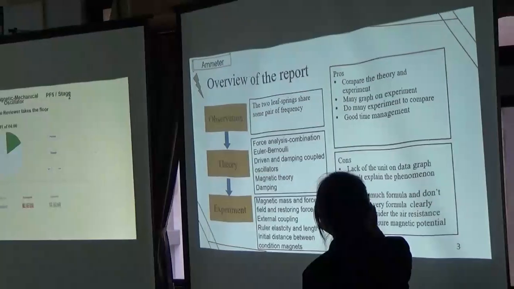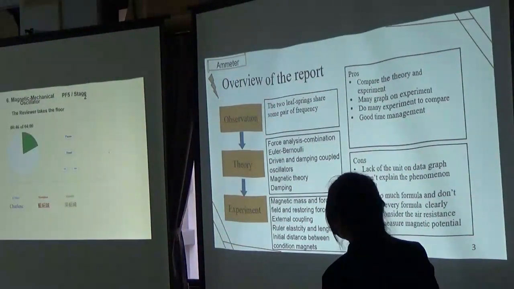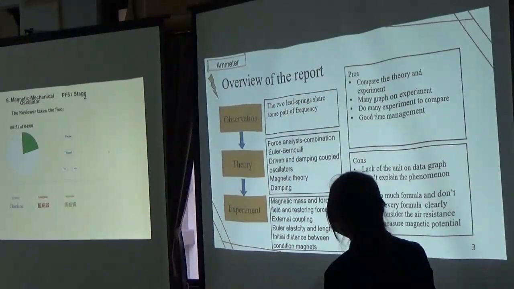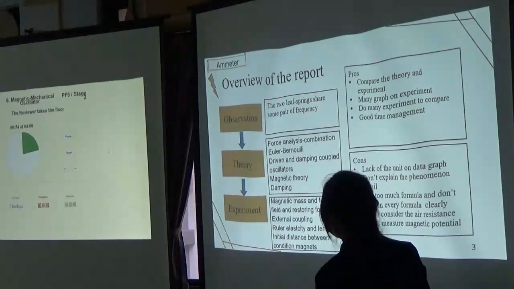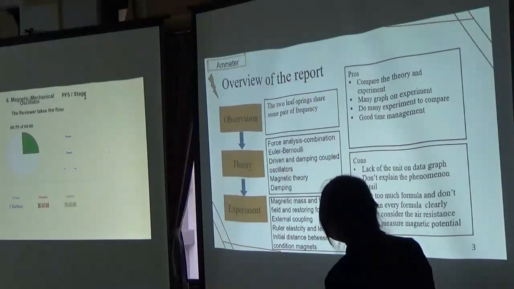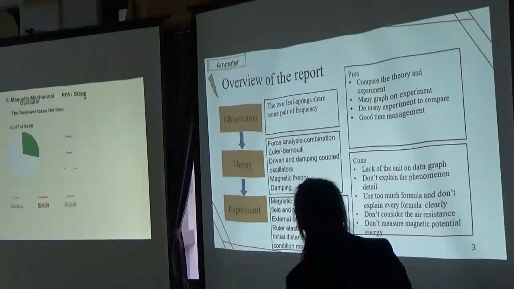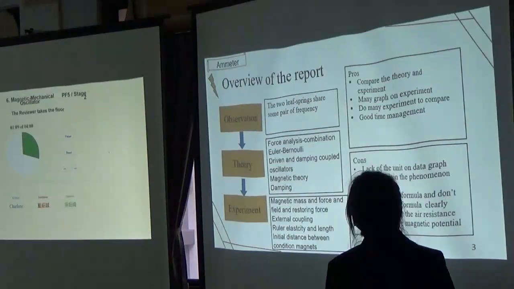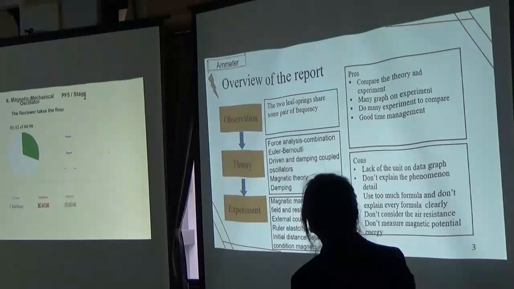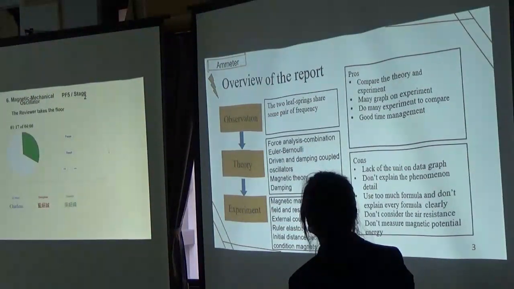And here is the overview of the reporter. They observed that the two leaf springs first share some pair of frequencies. The theory first analyzes convention and Euler, and damping coupled oscillators, and the magnetic theory and damping, and externally changes the magnetic mass and force and field, and restoring force and external coupling. The process compares the theory and the experiment, with many graphs and many experiments to compare, and good time management.